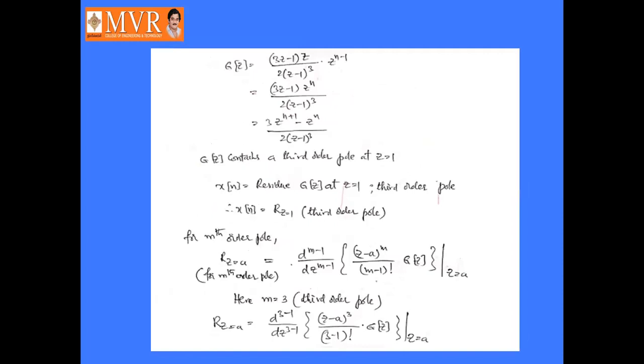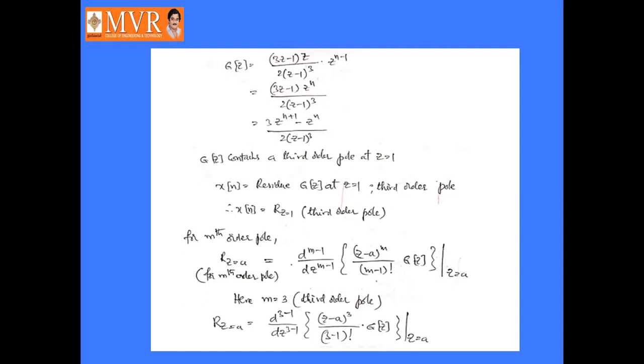So X of z is (3z minus 1) into z by 2 into (z minus 1) whole cube, into z power n minus 1. So it will become (3z minus 1) into z power n by 2 into (z minus 1) whole cube. Or we can write this as 3 into z power n plus 1 minus z power n by 2 into (z minus 1) whole cube. See, g of z contains a third order pole at z equal to 1, since it is (z minus 1) whole cube. Numerator polynomial roots are zeros and denominator polynomial roots are poles. So this is a third order pole at z equal to 1.